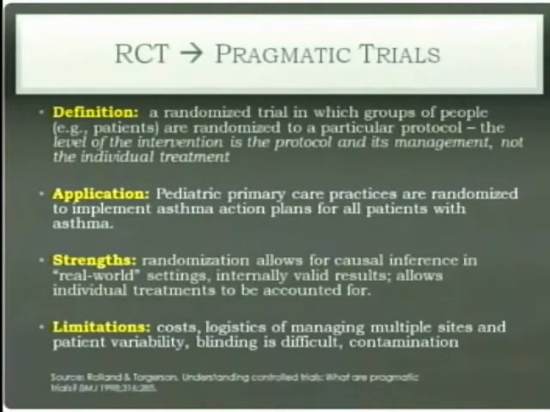So the randomization allows for this causal inference, right, because we're really minimizing our threats to validity. It allows you to do it in a real-world setting, right? So we're talking about real pediatric practices, sort of all comers. We're not excluding kids with really severe asthma or who have transportation issues and so forth. So you get internally valid results.